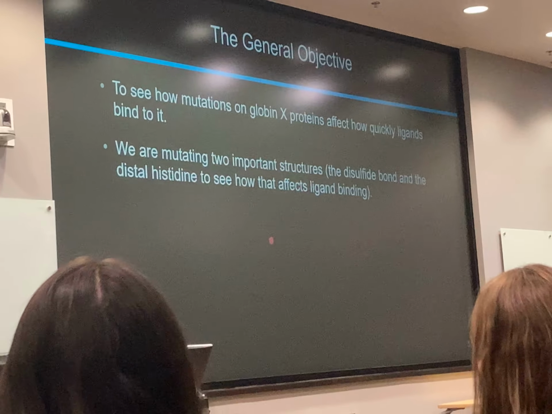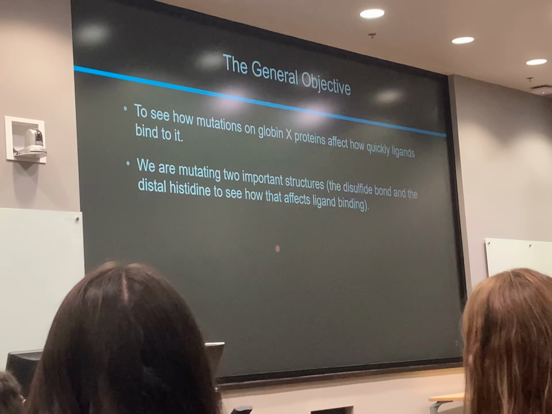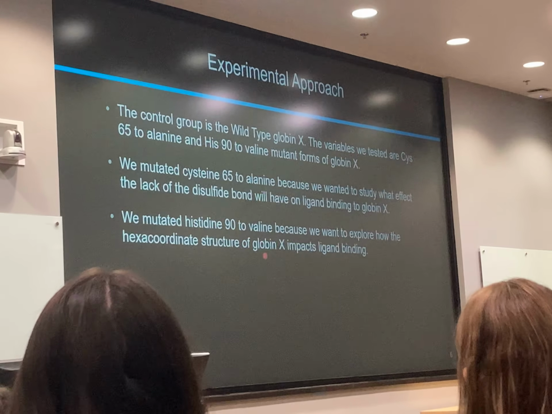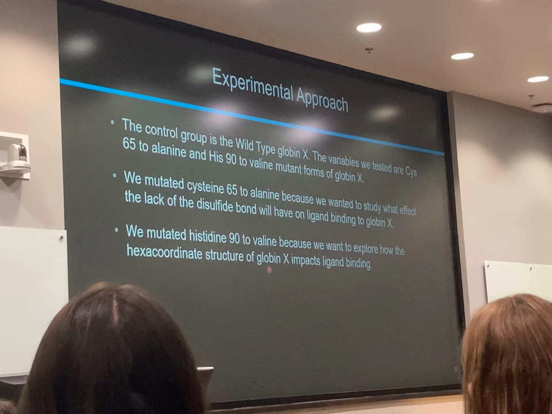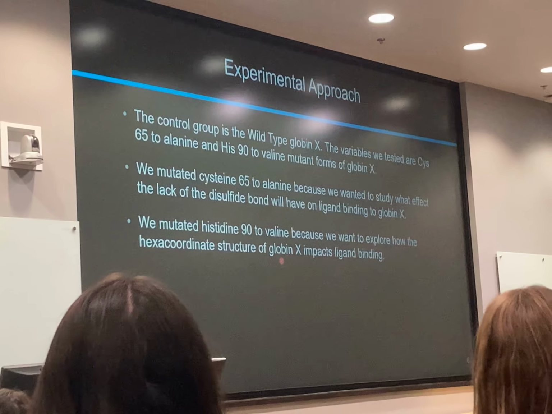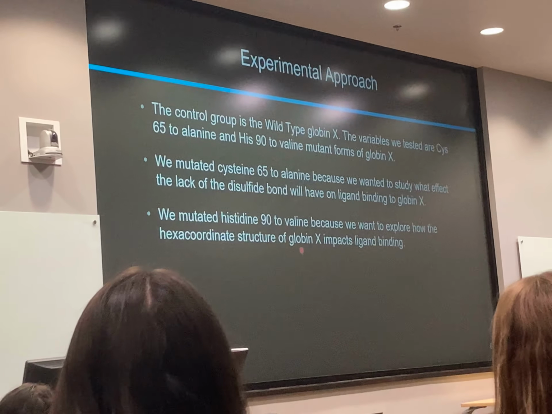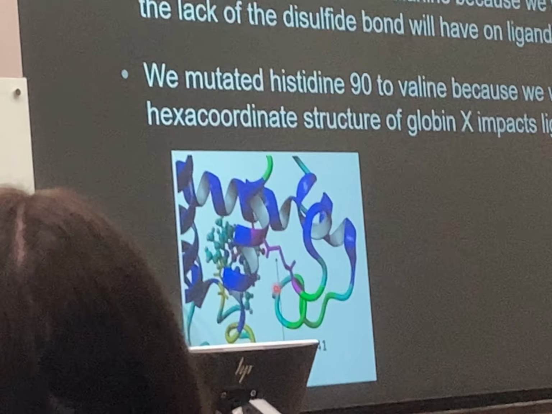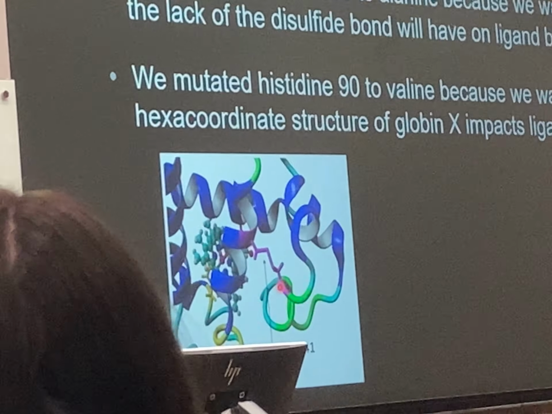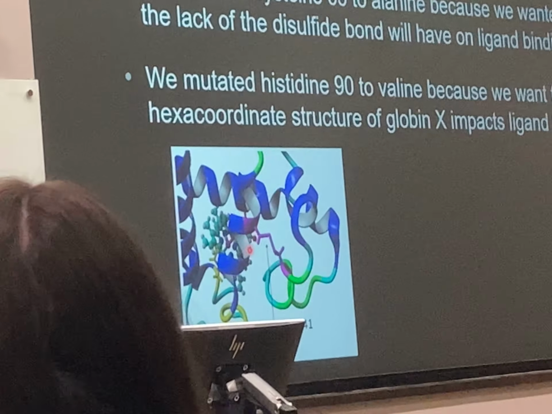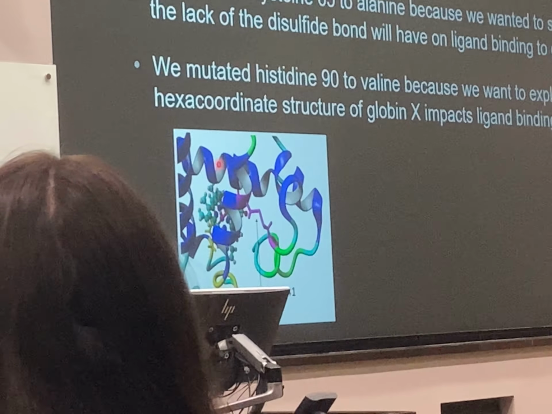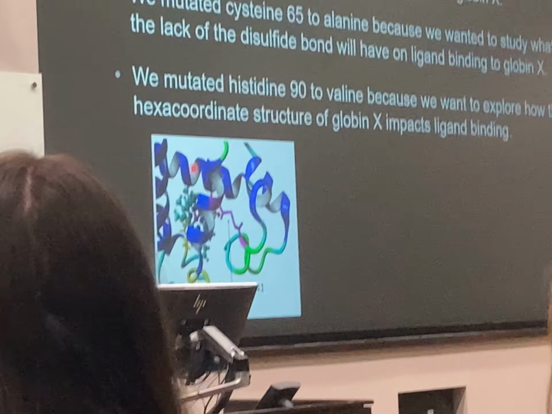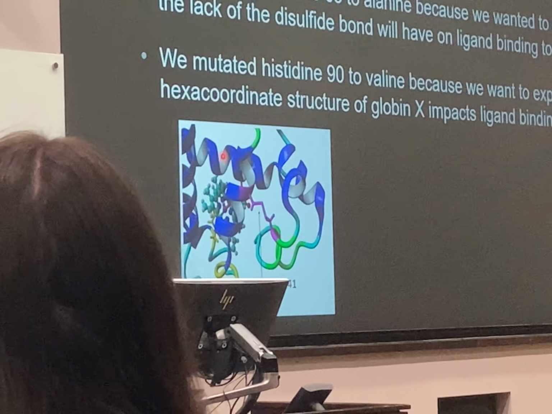So, what was the objective of this lab? It was to see how mutations on globin X proteins affect how quickly ligands could bind to it. Now, let's delve deep into the experiment. The control group of my experiment was wild-type globin X. And the variable we tested is mutating this cysteine 65. Remember, that cysteine 65 is a component of that disulfide bond. We mutated that cysteine 65 to another amino acid, alanine. And we did this because we wanted to study what effect the lack of that disulfide bond would have on ligand binding to globin X.